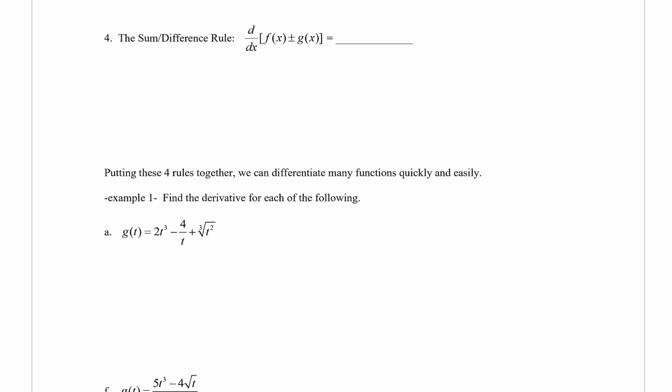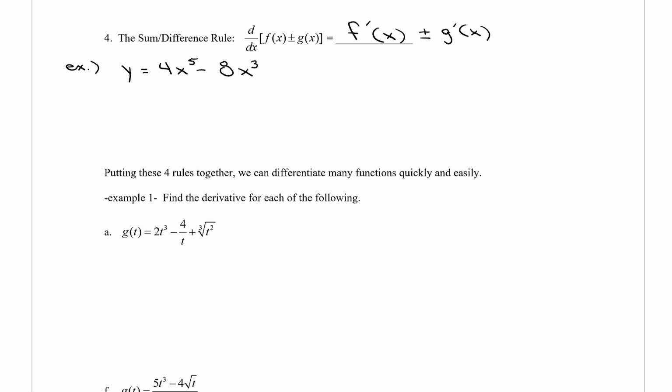Number 4, the sum difference rule. The derivative of f of x plus or minus g of x is equal to f prime of x plus or minus g prime of x. The example here is going to be y equals 4x to the 5th minus 8x to the 3rd.